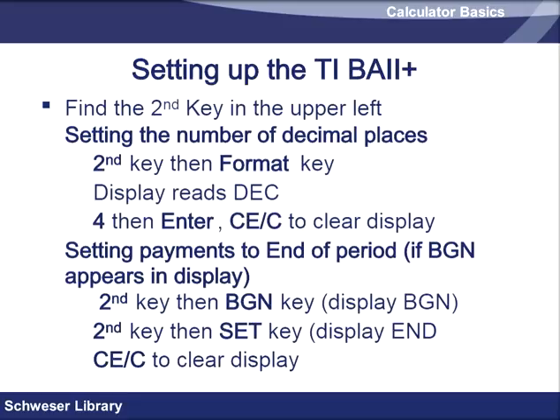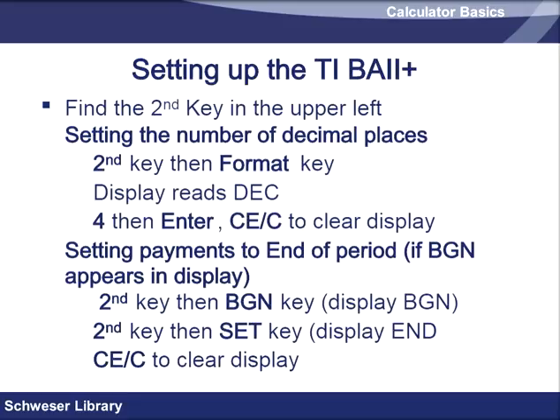So use that second key and find the format key. That's the second function for the decimal point in the middle of the bottom row. And if I do that, mine reads dec equals and then 4. Okay. If you want something else in there than what you have, then put it in, put 4 in, for example, and then press enter, and then you can clear the display, and that's how it's going to display all the time after that.